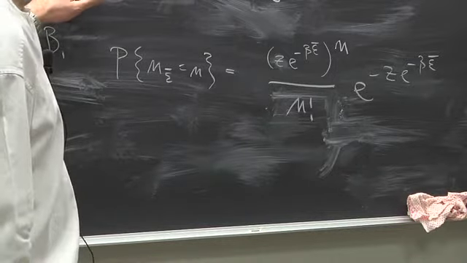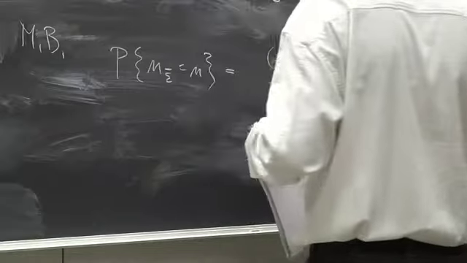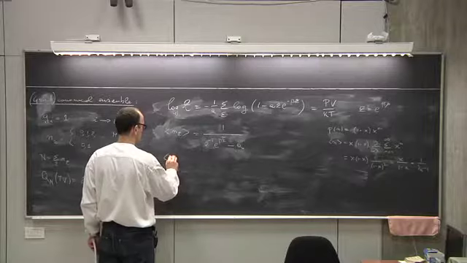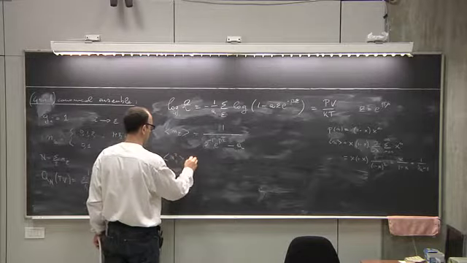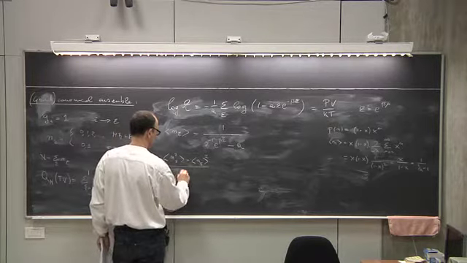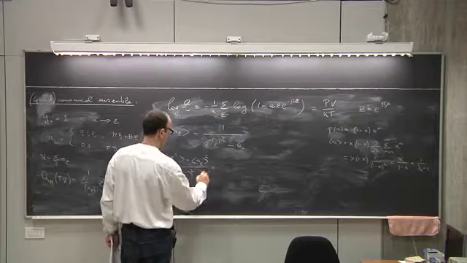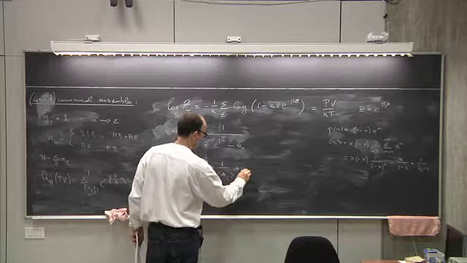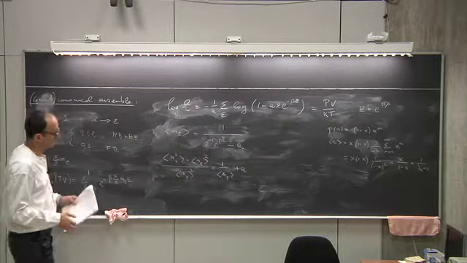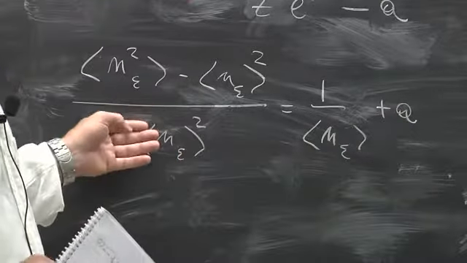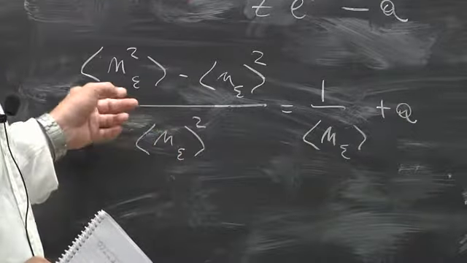Whereas here, if you compute the fluctuation, so <n_epsilon squared> minus <n_epsilon> squared, this is the variance divided by <n_epsilon> squared. What you can find is that this is 1 over <n_epsilon> plus a. So the classical case, again, is when a is equal to 0, and this tells you that the variance is equal to the expected value.